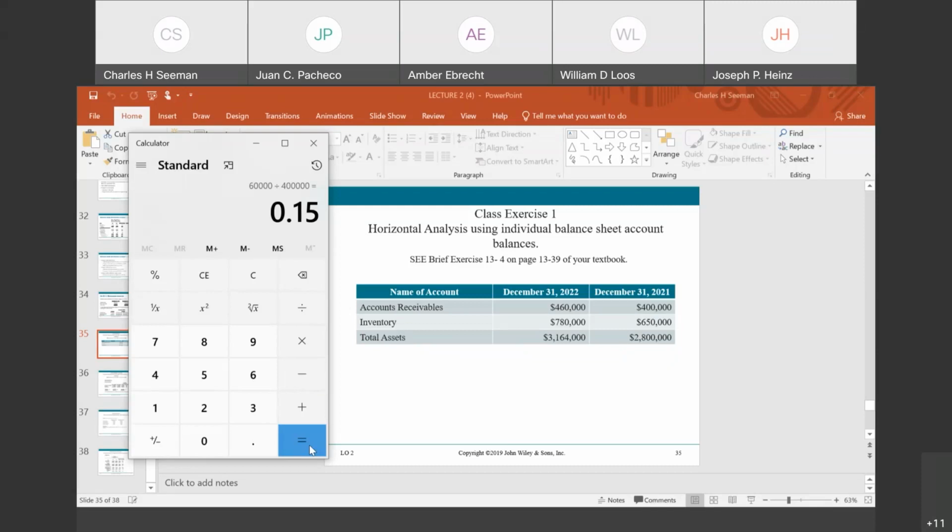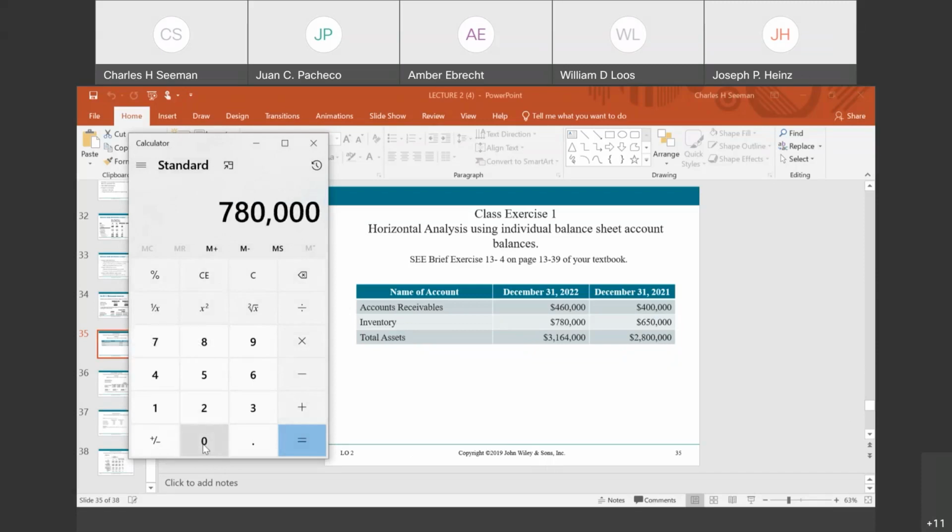Now, yes, there are other ways to do this. I'm giving you what I think is the simplest way. But just like almost any mathematical exercise, there are probably 100 ways to do it.